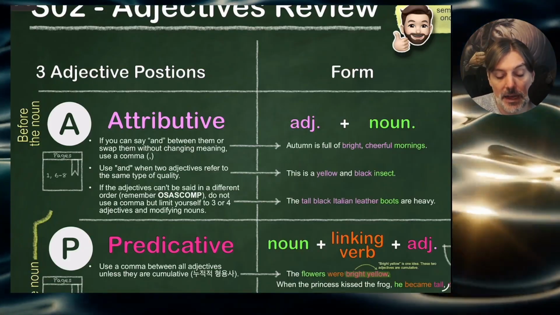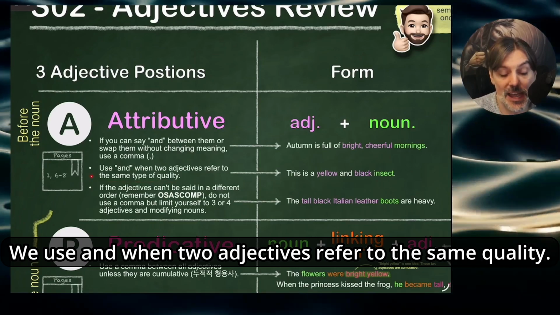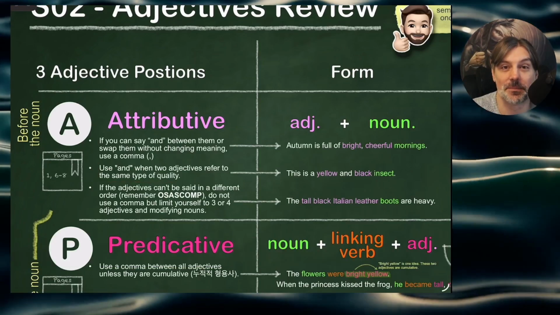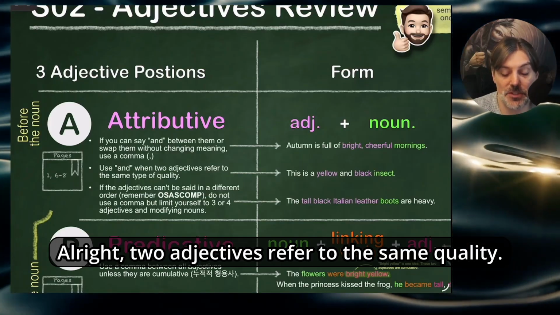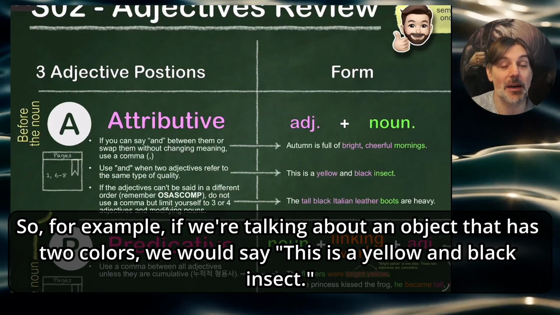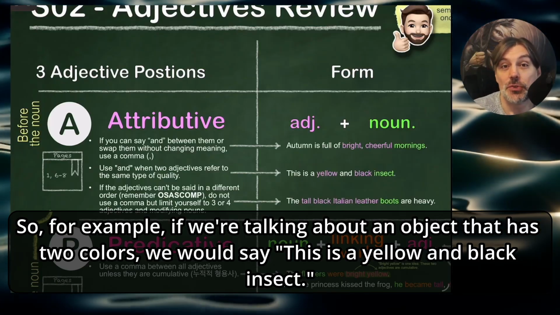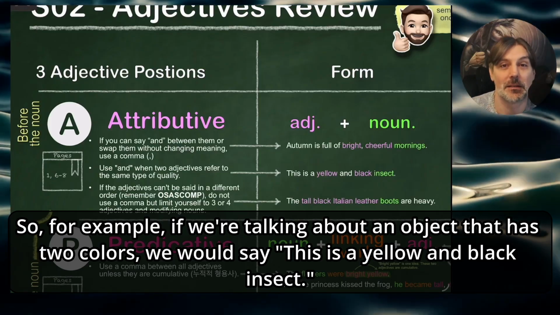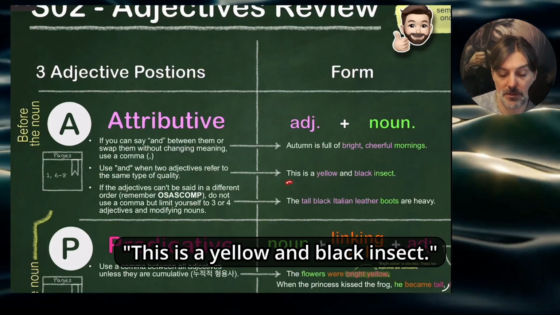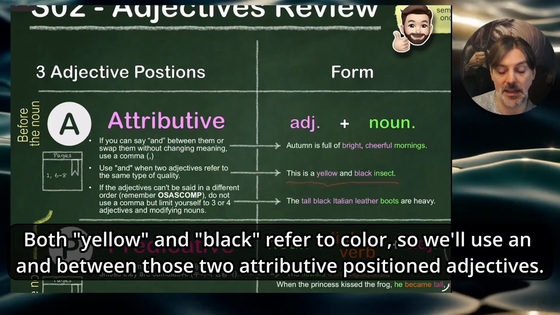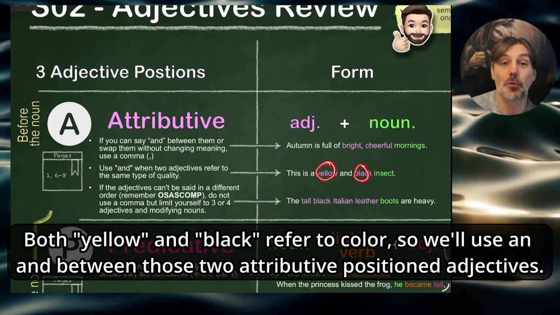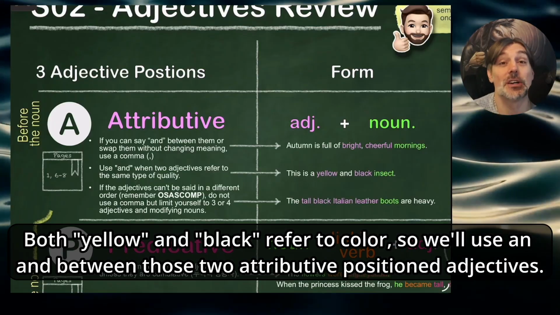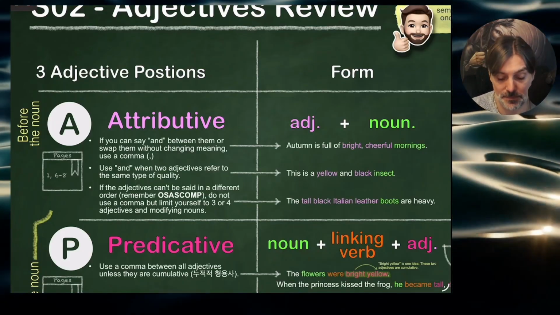All right. We use and when 2 adjectives refer to the same quality. All right. 2 adjectives refer to the same quality. So, for example, if we're talking about an object that has 2 colors, we would say this is a yellow and black insect. This is a yellow and black insect. Both yellow and black refer to color. So we'll use an and between those 2 attributive positioned adjectives.